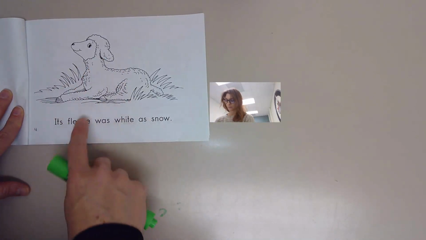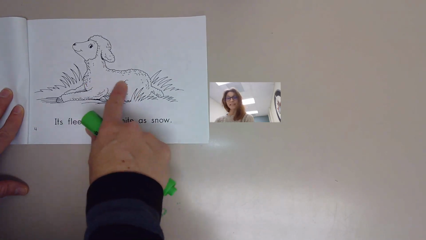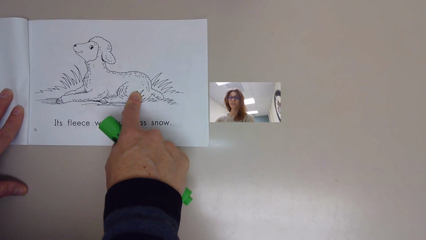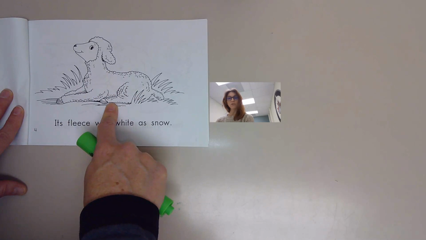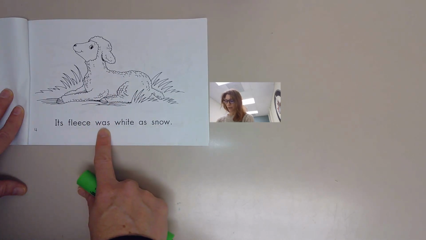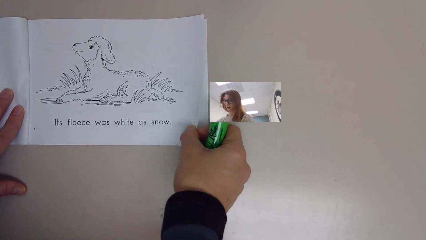Okay, and look at this nice sheep. It's lying there in the grass. We can see its wool, or another word for wool is fleece. Okay, and it's a baby sheep. So a baby sheep is called a lamb. Okay, and I do not see the or and on this page either.